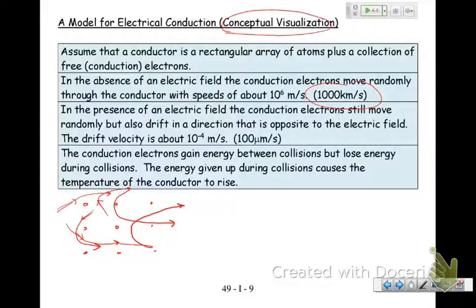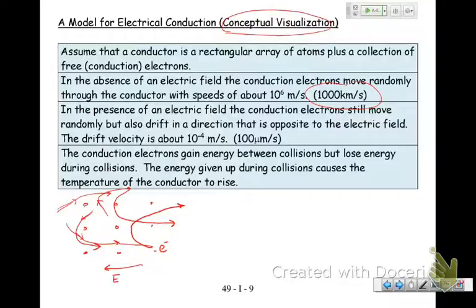In the presence of an electric field, the conduction electrons still move randomly, but also drift in the direction that is opposite to the electric field because, of course, they're negative electrons, so E is in that direction, and the little electrons are moving in the opposite direction. The drift velocity is about 10 to the minus 4 meters per second, so it's a tenth of a millimeter per second. Because there's so many collisions, and it's just the way it goes.